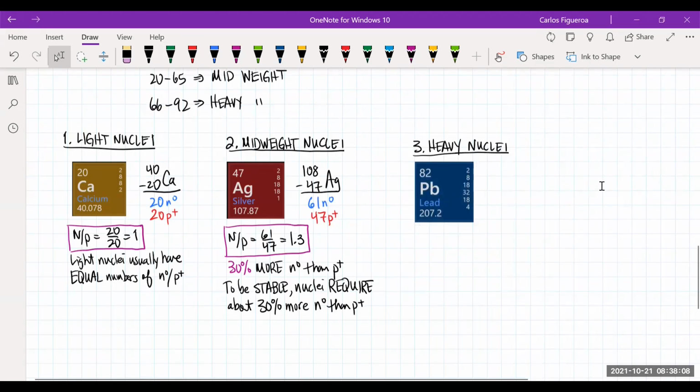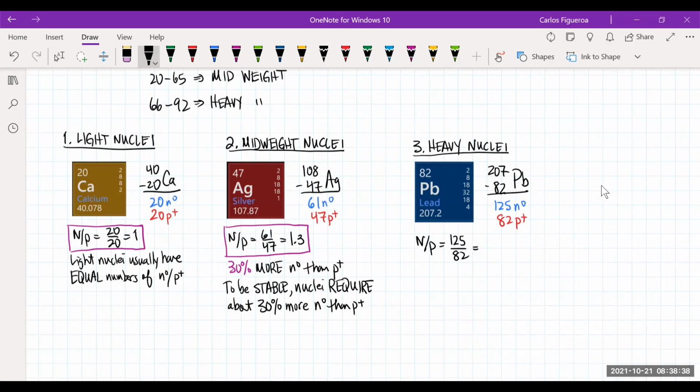You're seeing that when I calculate this ratio, it's 207, 82, and then I subtract them. So I get 125 neutrons, and this is 82 protons. And so when I look at this ratio, you see that this is 125 to 82, and this number is 1.5.